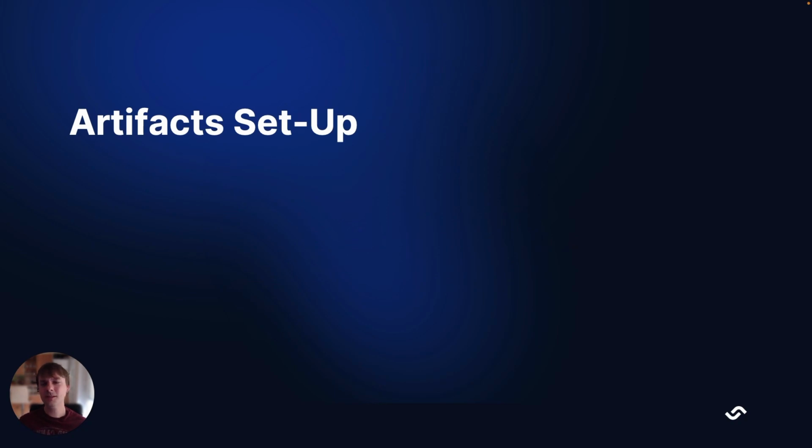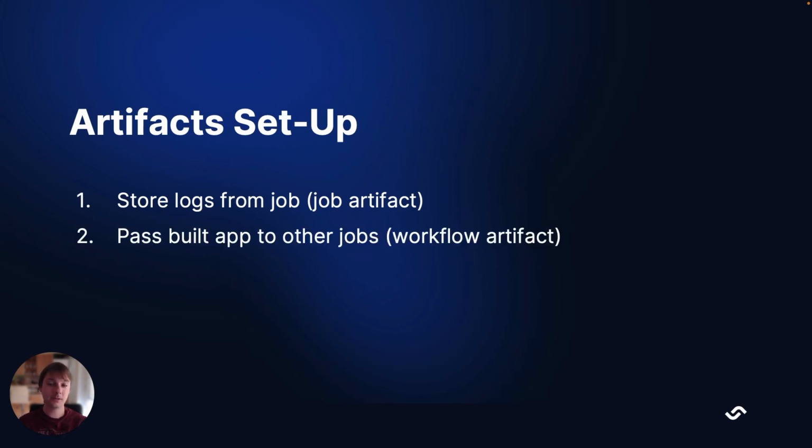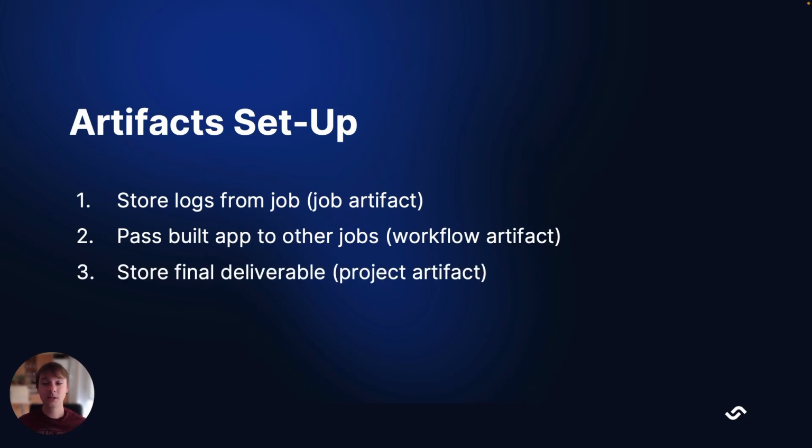Now, let's see how we're going to set this up. First, we're going to store logs from a job. This is a job artifact. Secondly, we're going to pass a build app to other jobs, which is a workflow artifact. Thirdly, we will store the final deliverable, which is going to be a project artifact. And last, we will check out how to set up retention policies, so how long Semaphore is going to store all of the files.